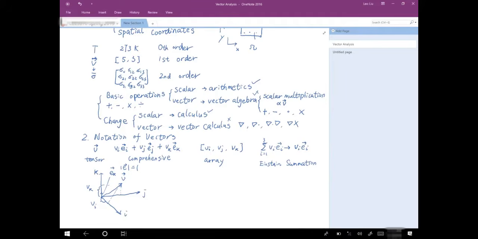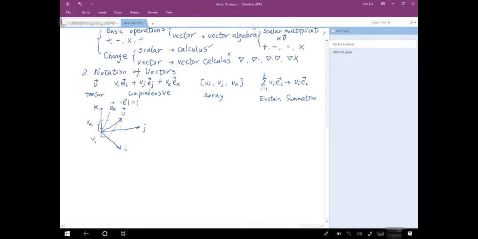So these are 4 things that you will possibly see for notations of tensors in this course. And we know the notation of vectors. Then let's move to vector algebra, for the basic operations of tensors.